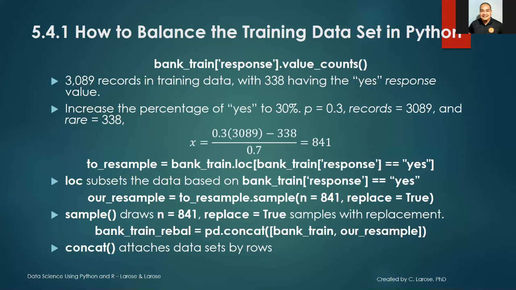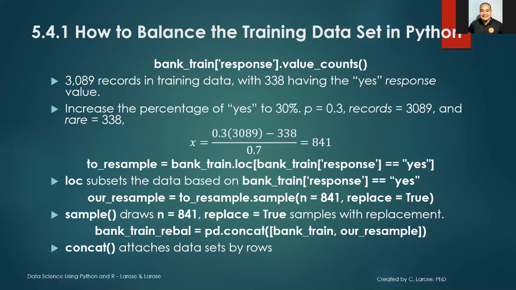To begin resampling, we isolate records which we want to resample by using this line of code. The loc command subsets the bank_train data based on the condition bank_train[response == yes], and saves the resulting dataset under the name to_resample.